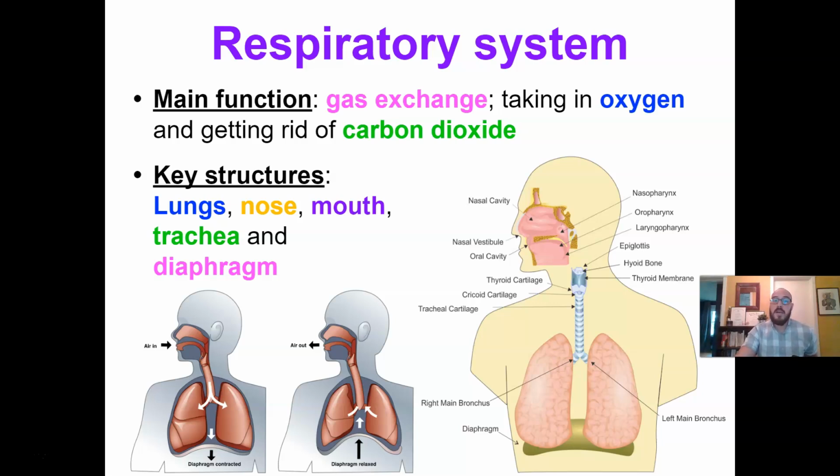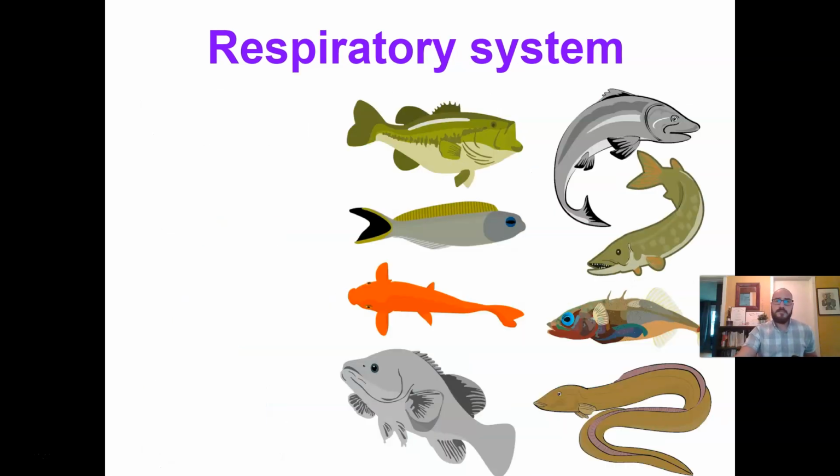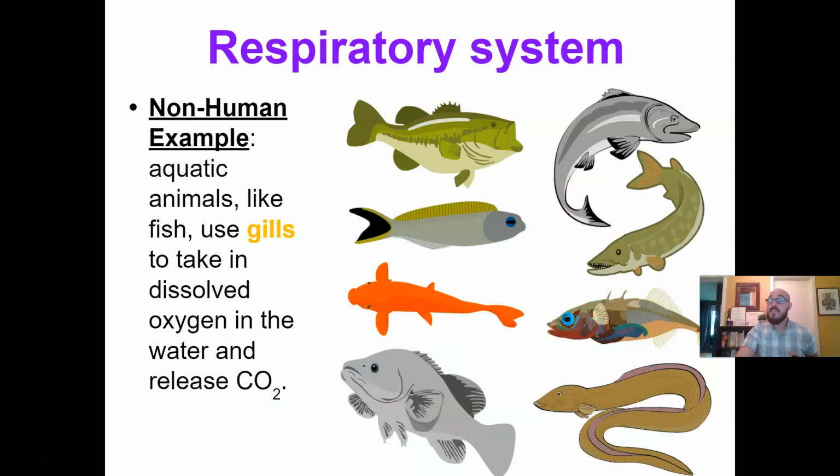So that's your lungs, nose, mouth, trachea, and diaphragm, which is the muscle right here that moves your lungs. Okay, in some animals, they have gills instead of lungs, and that's where they can basically do the same thing. They still need to take in oxygen and remove carbon dioxide, so that's like fish.